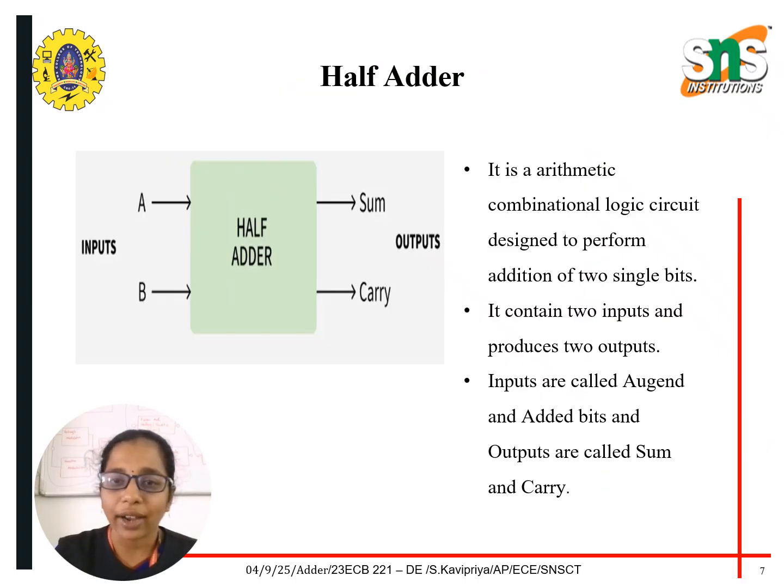And next is a half adder. A half adder is a combinational circuit which takes two binary bits as the inputs and produces a sum and carry as the output. Here A and B are taken as the input and the output of a half adder is nothing but a sum and carry.